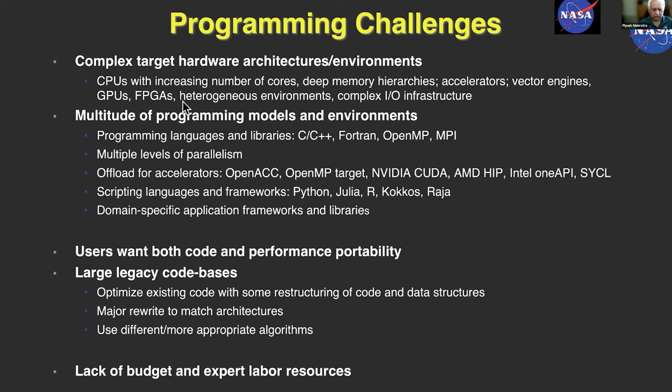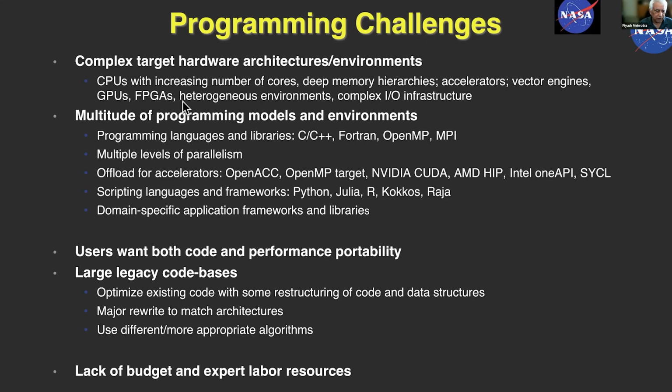So the target is complex, the approaches are difficult, and users want both code portability and performance. They not only want to be able to go from one architecture to the other without making many changes, but they want the best performance on each one of them. That's one of the reasons, for example, CUDA has not been that successful, because it doesn't lead to code portability. You can get the best performance out of a GPU, but being able to take that and run it on something else is very difficult.